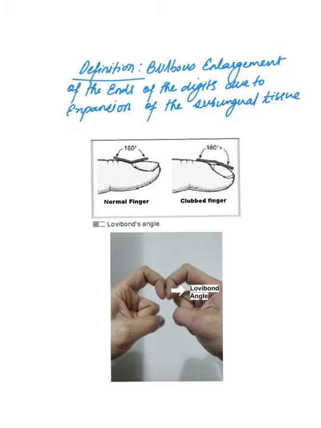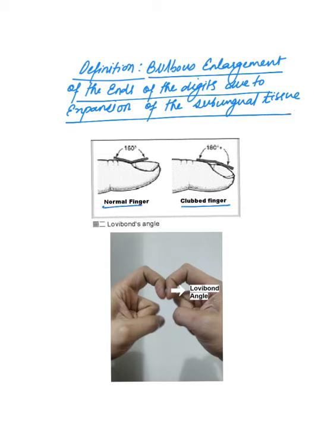So what is clubbing? Clubbing is defined as the bulbous enlargement of the ends of the digits due to expansion of the subungual tissue. Subungual tissue is the tissue beneath the nail bed. So here is a normal finger and here is a clubbed finger. If we compare the clubbed finger with the normal finger, there is an increase in the subungual tissue, and due to this there is a bulbous expansion of the nail.